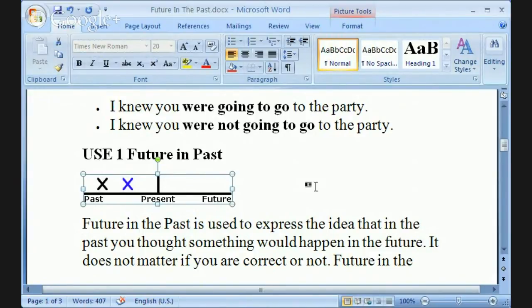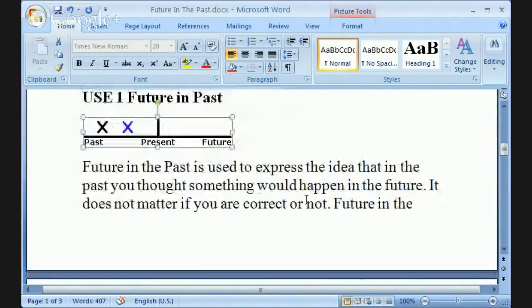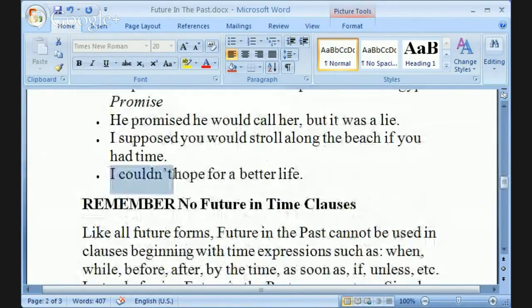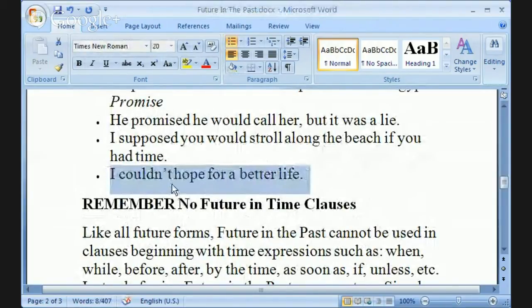Somebody's mom is calling. Okay. Rauf, first of all, thank you for confirming that this, in fact, is a purple X. I was having problems with my color perception earlier. Okay, and I like your analysis. I think that is exactly correct. The purple X would have to be moved to the future. So in the past, you thought something would happen in the future. I guess that fills the requirements. I couldn't hope for a better life.